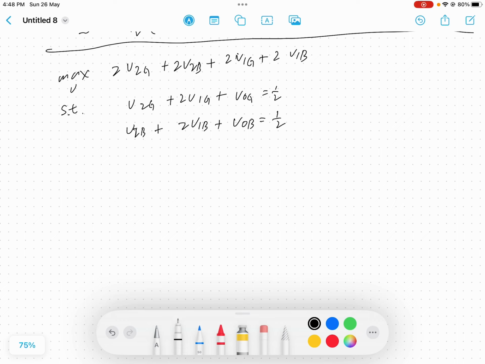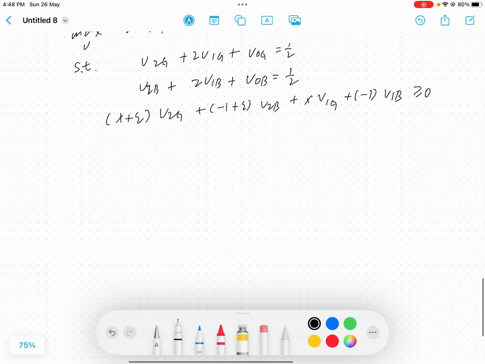Okay. And the next thing is the first inequality, right? Because the second one is implied by the first, we just copy and paste the first one, and minus 1 plus epsilon v2b plus x v1g plus minus 1 v1b is a non-negative number, by the obedience requirement. And we copy and paste all those requirements for the outcomes to be non-negative numbers. Okay.